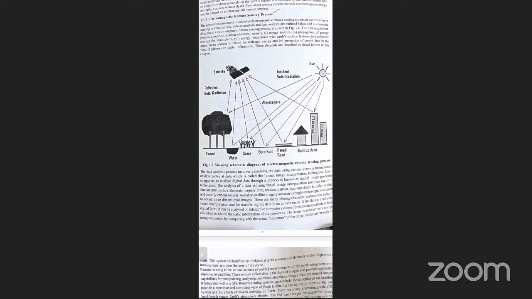Suppose the data is available in digital form, we have a chance to identify or analyze it by interacting with the computer system, extracting the statistical data, and classifying to obtain thematic information about different resources. Then it is interactively analyzed using the computer by comparing the actual signature of the object, which is collected through field investigations.